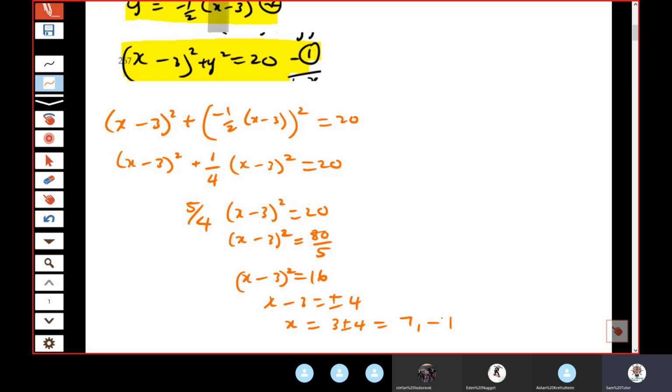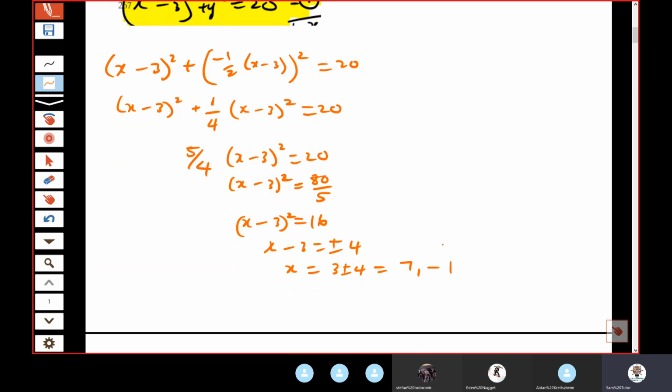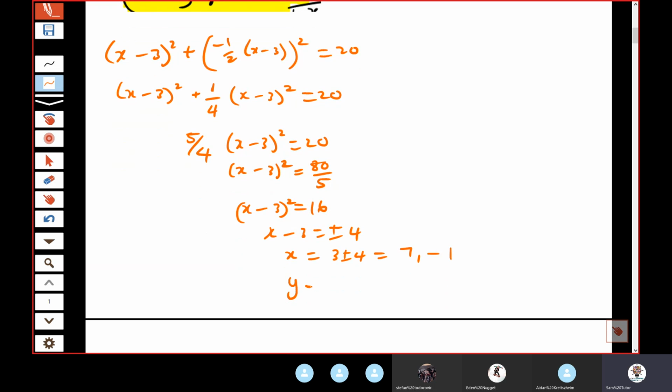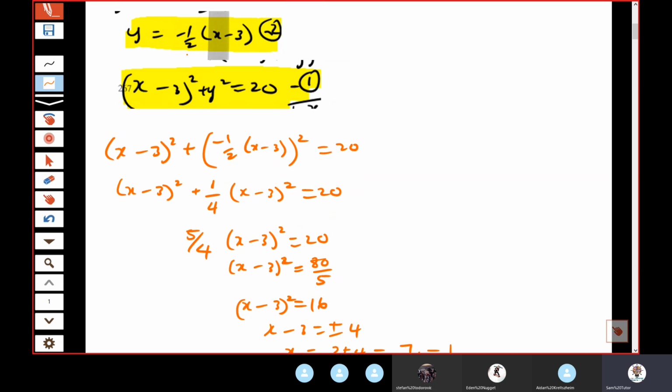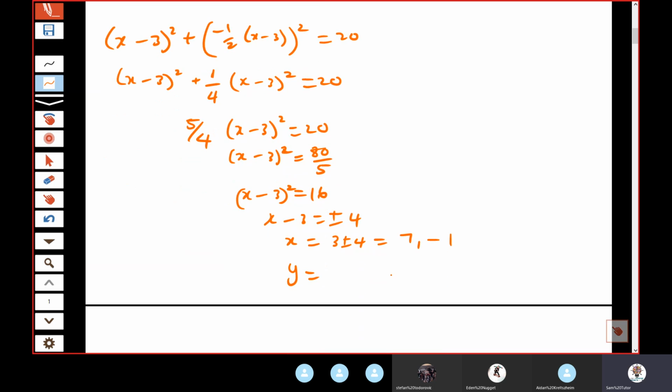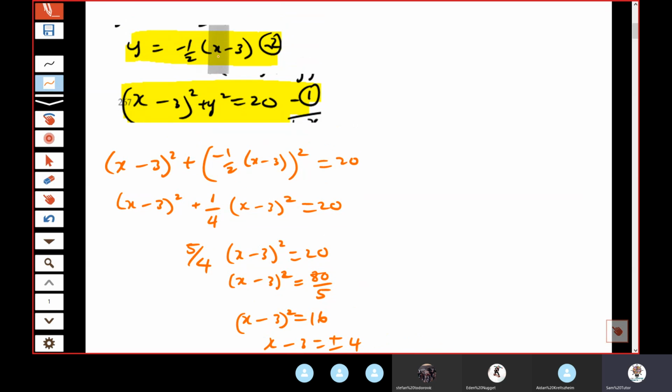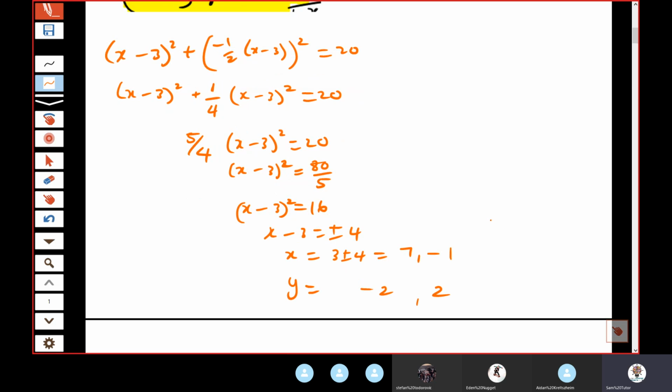Minus 1 I think is the other answer we had for C. So y equals, sub in 7 into, up here, negative half, 7 take away 3, 7 take away 3 is 4, 4 times negative half is negative 2, and of course if I sub in negative 1 you should get the answer you had before. Negative 4 times negative half is positive 2. So the answer we're looking for D is 7, negative 2.